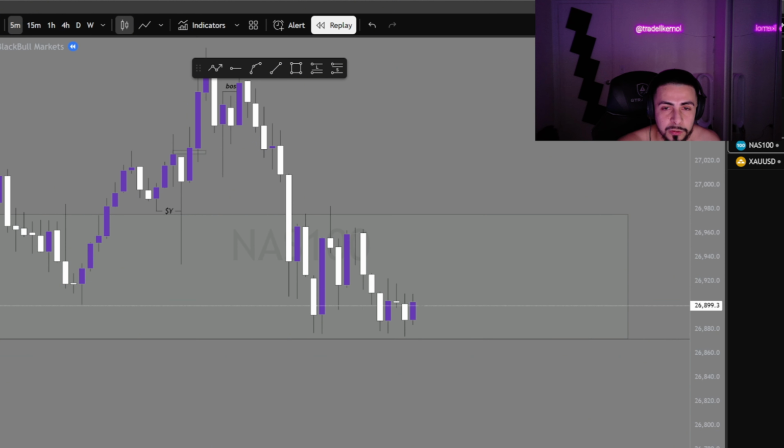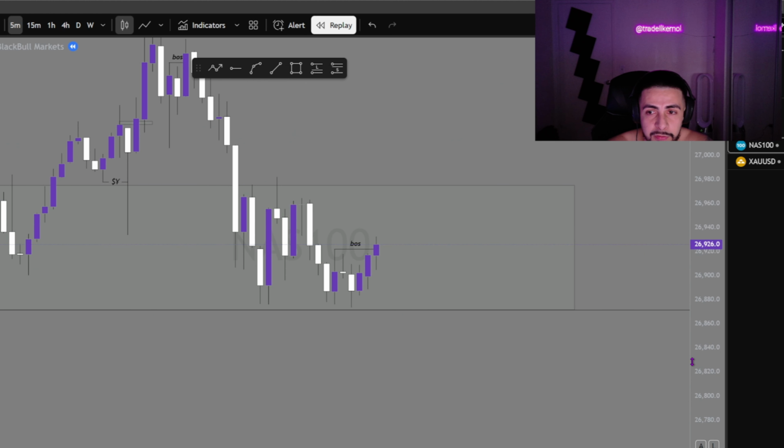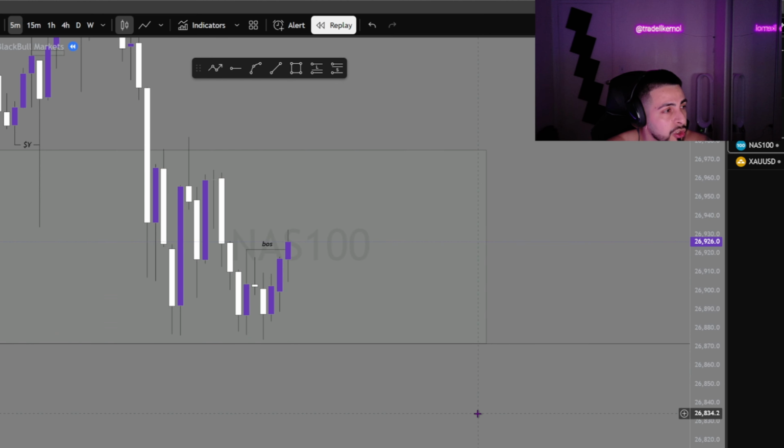So there we go. The market changes direction again. Now it's telling me we are bullish again. We have a break of structure. Now we can mark up our liquidity, and we wait for the market to pull back and give us some type of confirmation. Let's see.